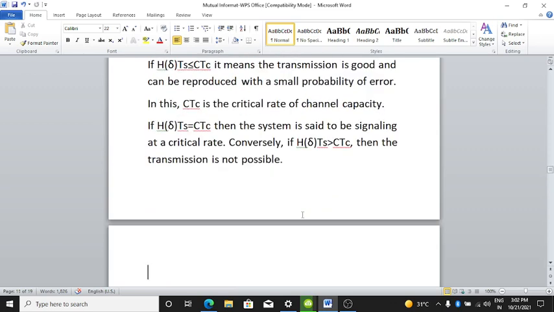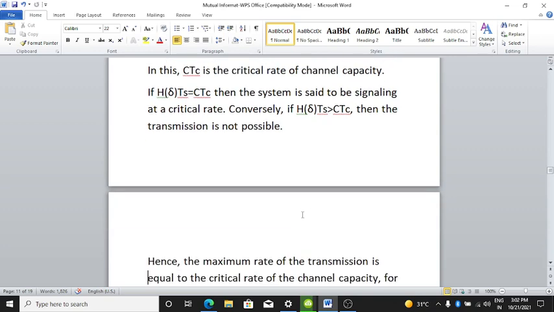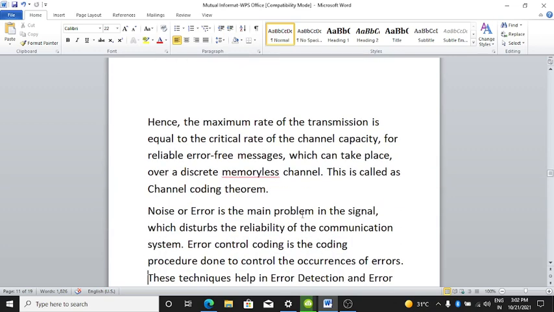In this, C Ts is the critical rate of channel capacity. If H of eta Ts is equal to C Ts, then the system is said to be signaling at a critical rate. Conversely, if H of eta Ts is greater than C Ts, then the transmission is not possible. Hence, the maximum rate of transmission is equal to the critical rate of the channel capacity for reliable error-free messages, which can take place over a discrete memoryless channel. This is called the channel coding theorem.